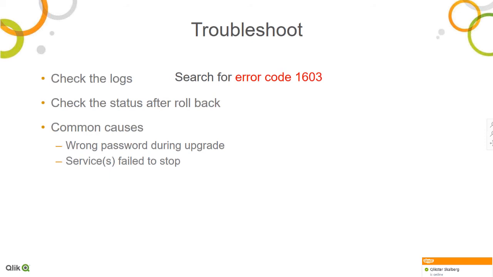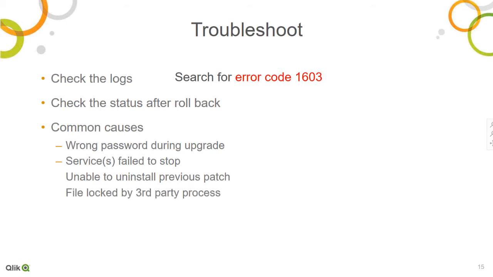Another cause could be that the service failed to stop, as mentioned before. But if you stop them manually, then that's how you will avoid such a problem. Another is being unable to uninstall the previous patch. This is the example we have discussed before, so you can uninstall your patch manually. And one other thing would be a file locked by a third-party process, such as antivirus or a backup system running at that time. Or if you have any kind of Windows update or software update running at the same time your Qlik Sense installer is running.